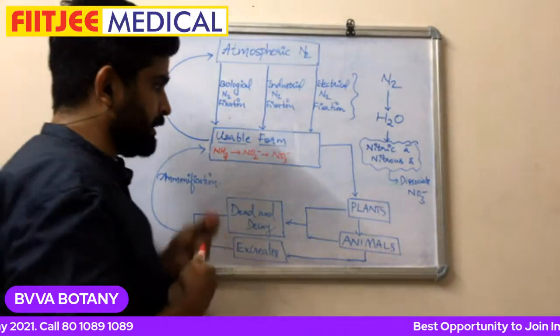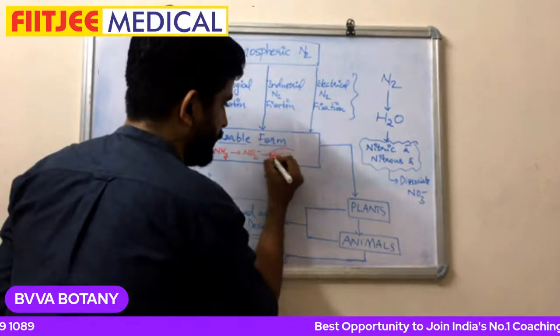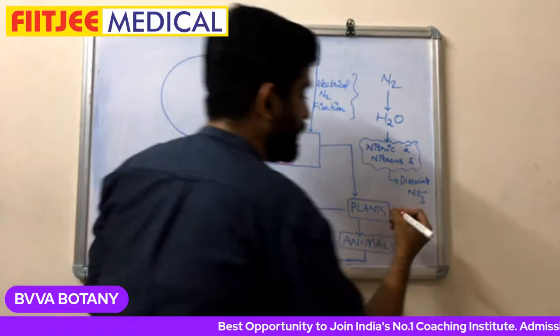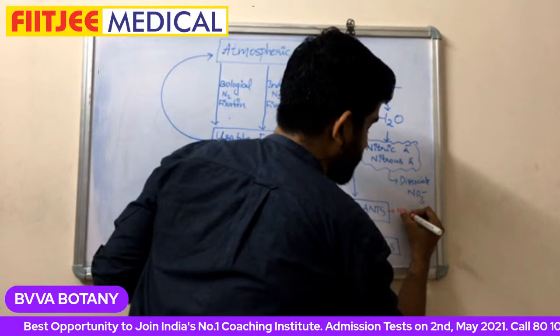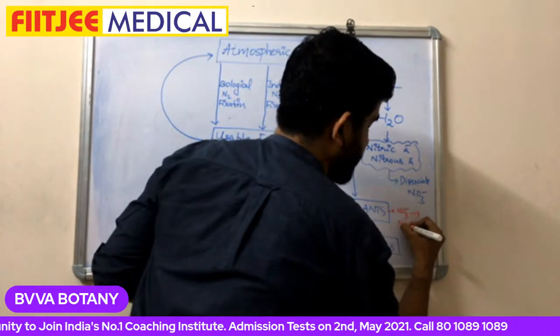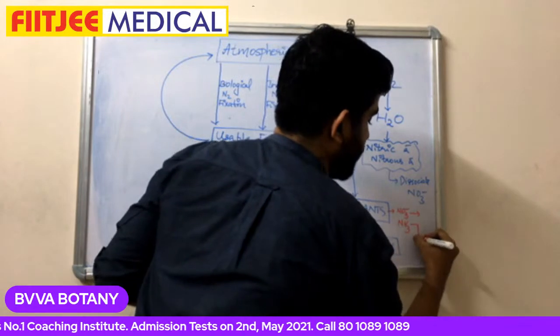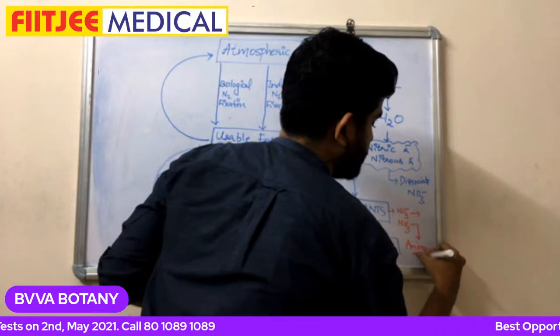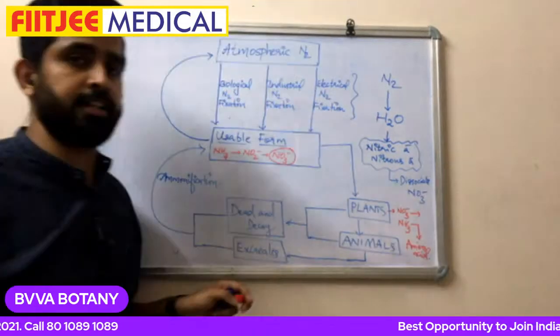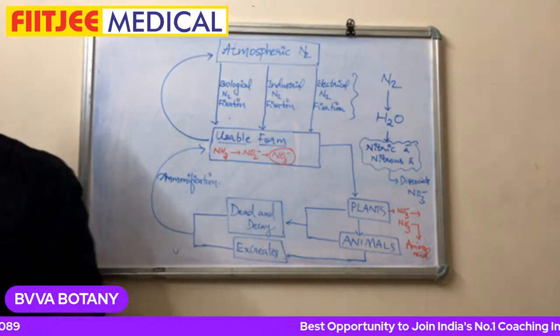Now, the plant, as I said, will be absorbing what? The nitrate. Inside the plants, nitrate will become ammonia again, and from ammonia, amino acids are formed. So we will study about that. Nitrogen will end up there. So that is what happens there.